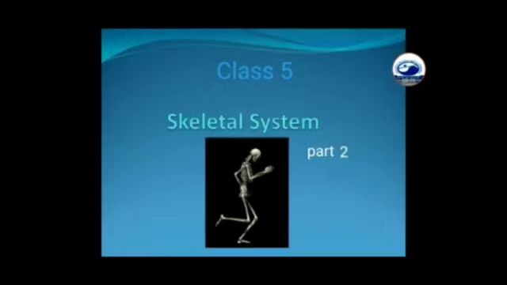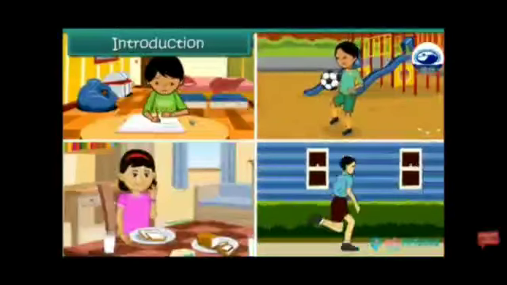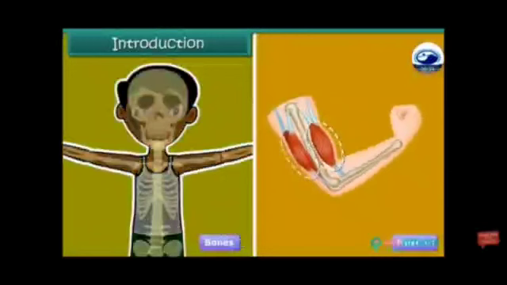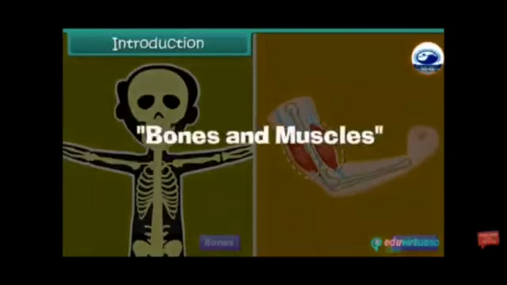Introduction. Each day we perform many activities. We study, we play, we eat, we run, and many others. Children, do you know our bones and muscles play an important role in performing all such activities? Bones and muscles are the important parts of our body which make all bodily movements possible. Come on, let us learn more about these in this lesson.